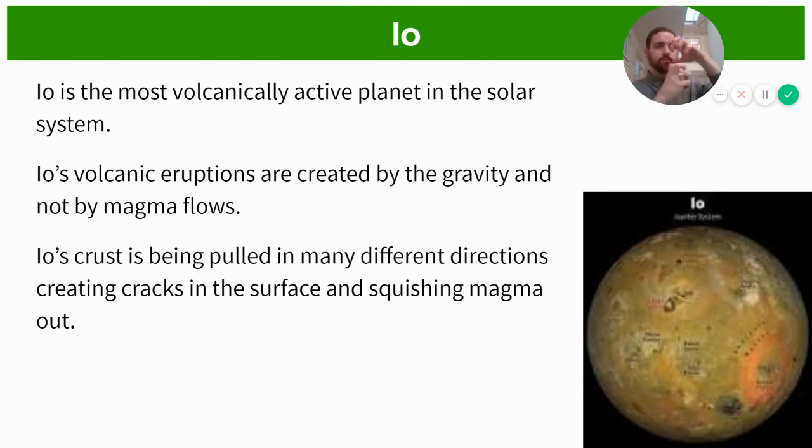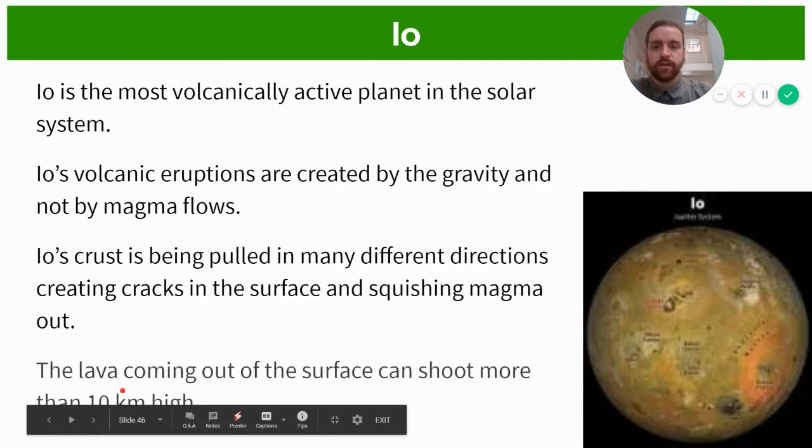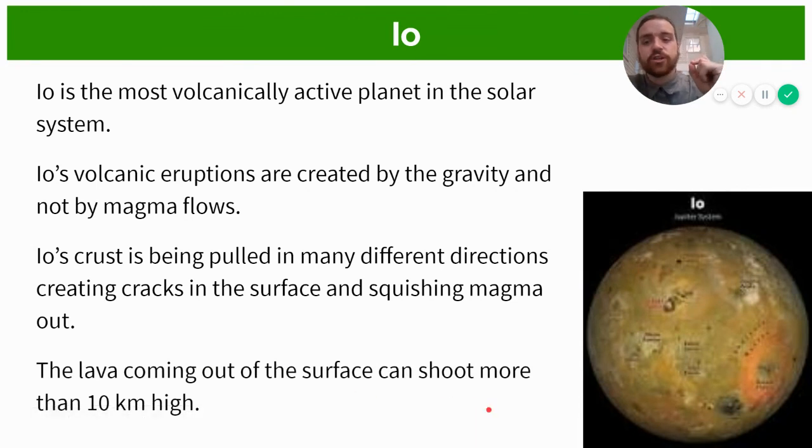And as Io moves around, there's the pull of Jupiter and Ganymede and Europa in all directions. It's constantly being squished and pulled, and that is causing volcanic eruptions the entire time on Io. All right. The lava coming out of Io has such force that it can shoot 10 kilometers high. So if you're standing on Io, it would shoot 10 kilometers into the air. Imagine a spout of lava going that high. To me, that blows my mind.